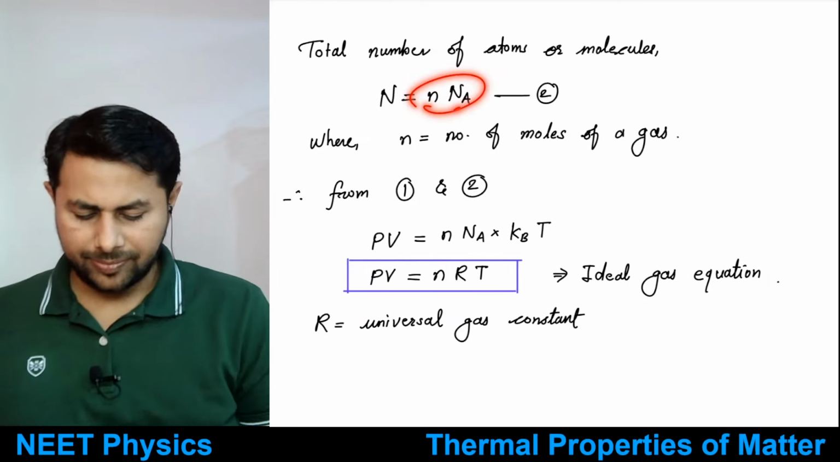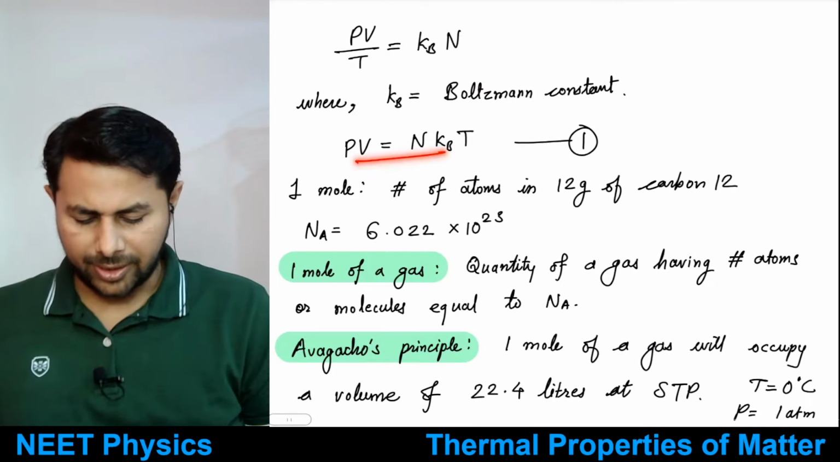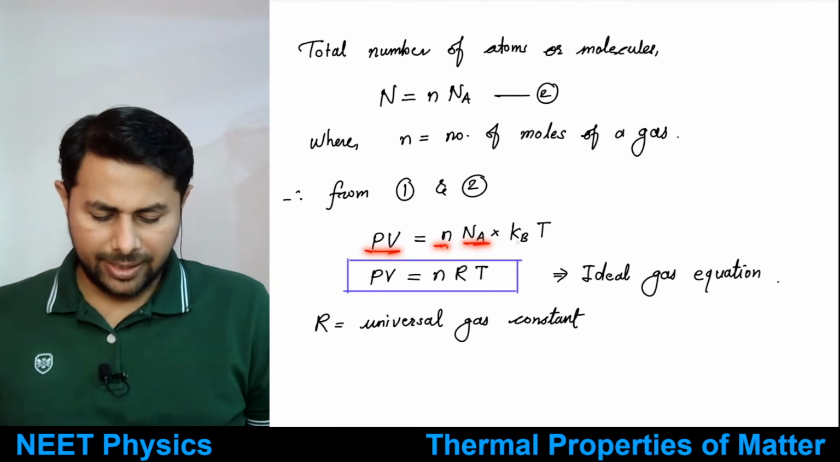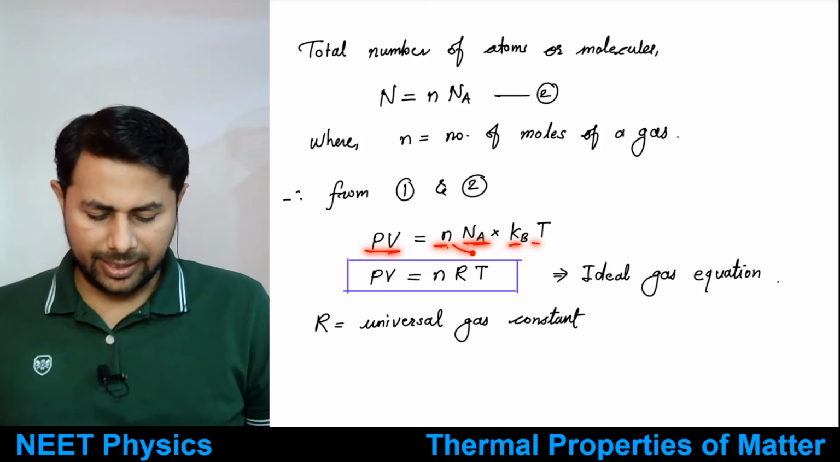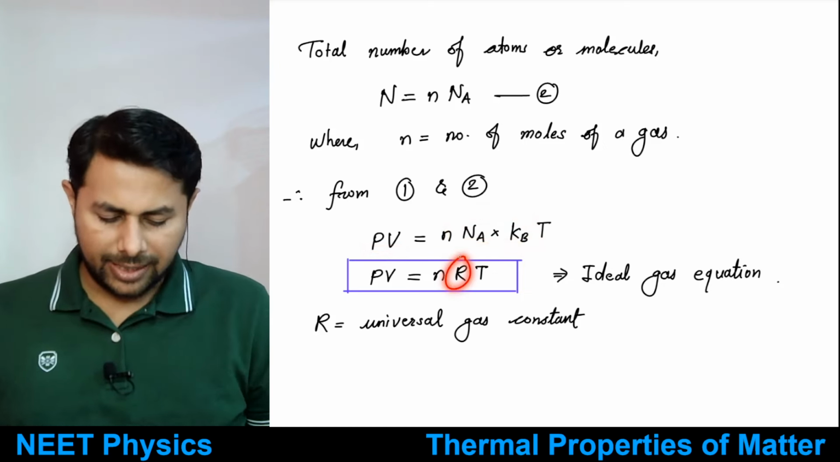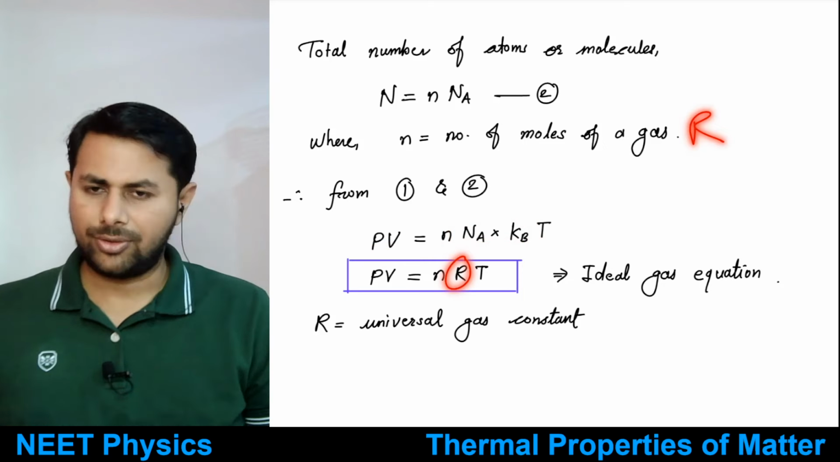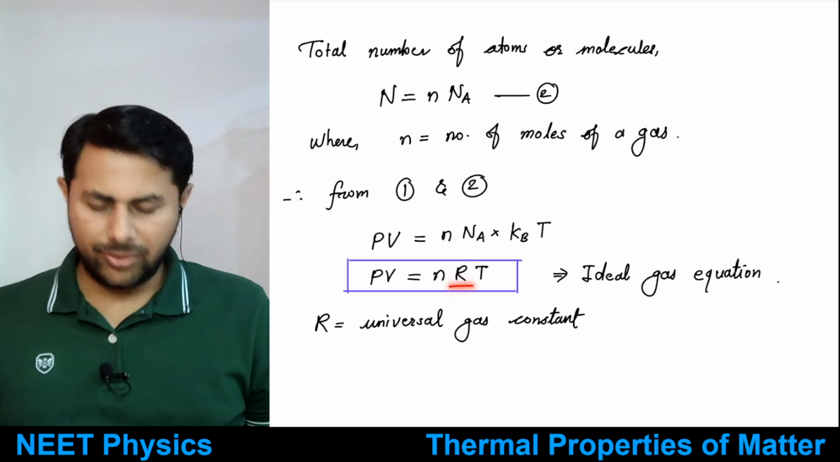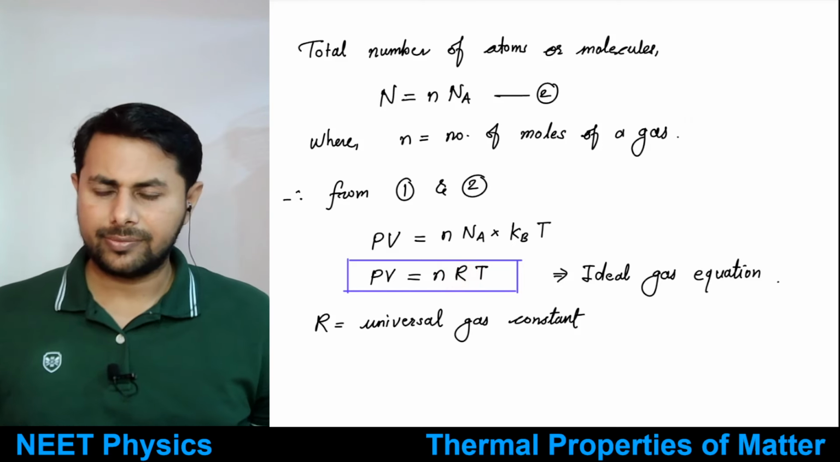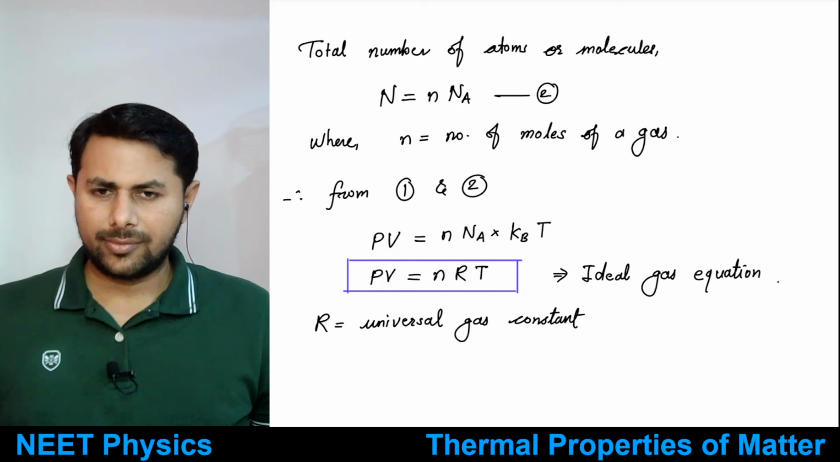If you do that and put that over here, then what do you get? PV is equal to small n times Na into Kb into T, and that Na times Kb is known as the universal gas constant. Okay, it is denoted by R. It is called the universal gas constant. This thing is clear, everyone? Yes, no?